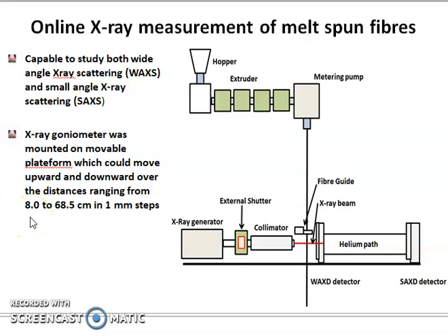So in a running melt spinning line, the crystallinity percent, orientation factor, crystal size, everything can be calculated successfully. This is, you can say, a very big breakthrough in the field of fiber manufacturing technology.